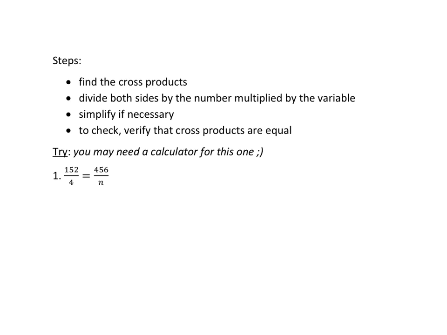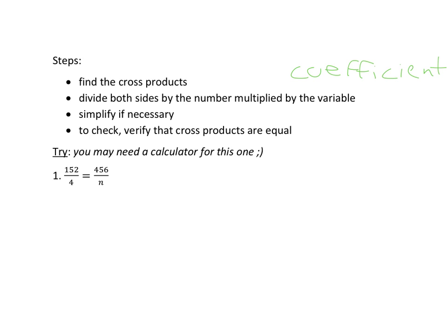So these are the steps to follow when you're solving a proportion. Find the cross products, so that you have a little equation with something times something equals something times something else. Divide both sides by the number multiplied by the variable, and I mentioned earlier that the other term for that is coefficient. Let me just spell that out for you. Coefficient. Simplify if necessary, and then to check your answer, just verify that the cross products are equal.